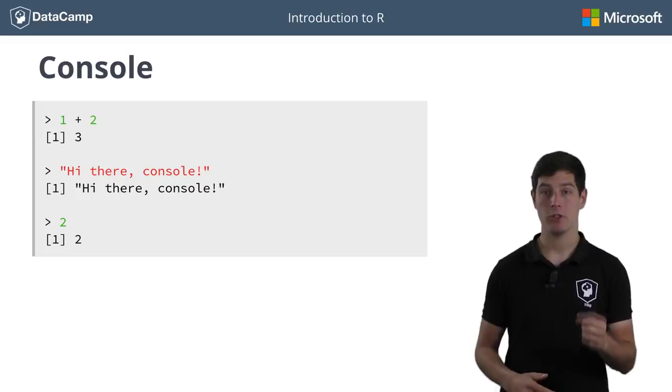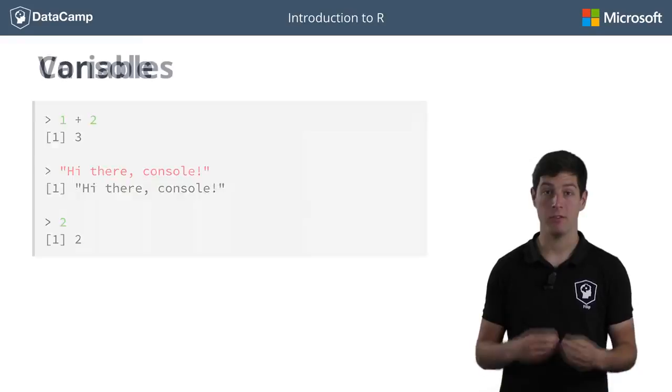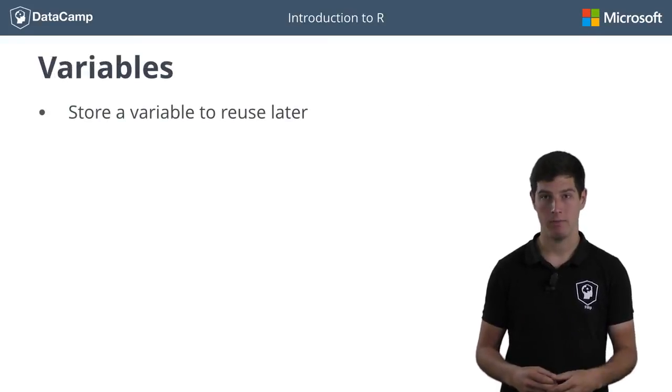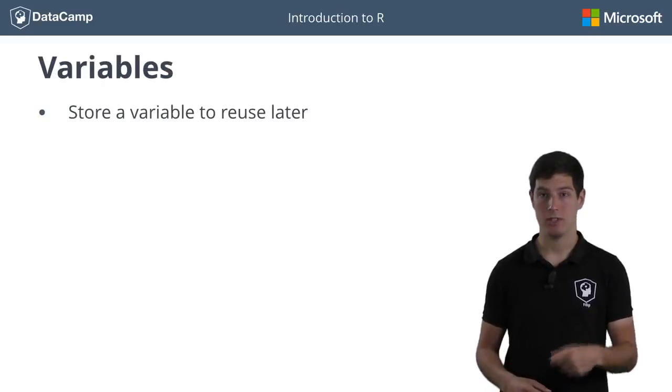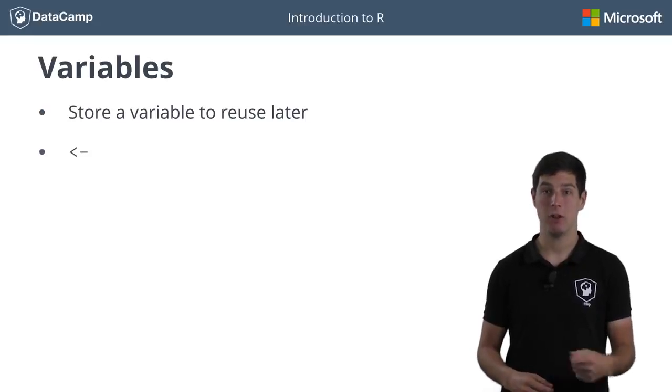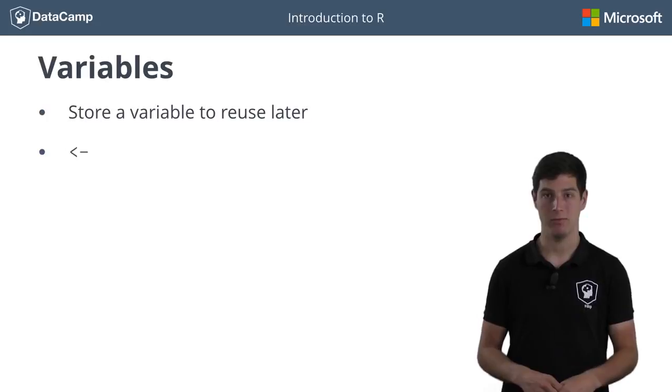This brings me to the first super important concept in R, the variable. A variable allows you to store a value or an object in R. You can then later use this variable's name to easily access the value or the object that is stored within this variable. You can use the less than sign followed by a dash to create a variable.